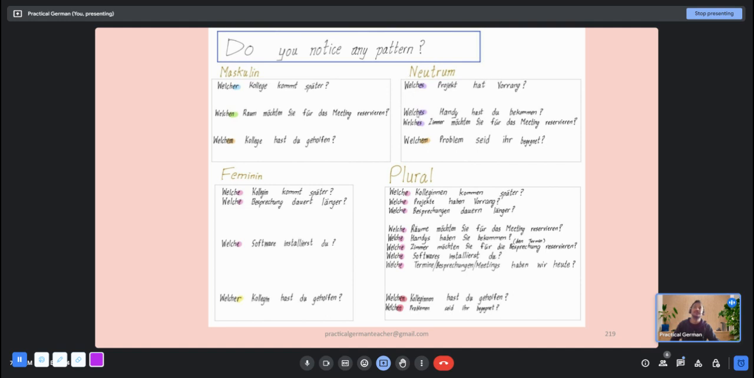Okay. Next one, "Welches Handy." Even though it remains Welches, here it is not the subject, it is the object. Which phone did you get? I got this phone. I got a Samsung. It is the object. Similarly, you can think of the logic for all the other sentences.